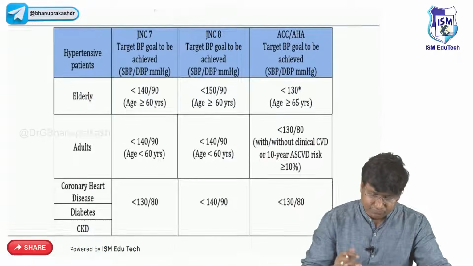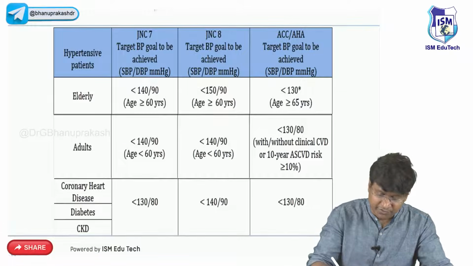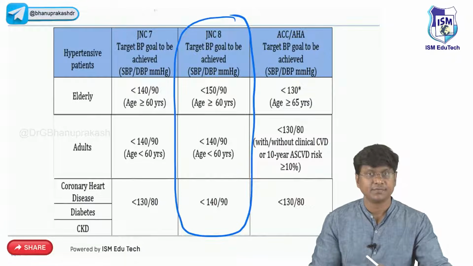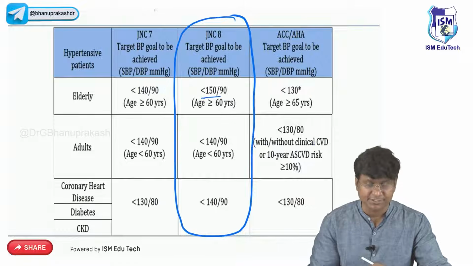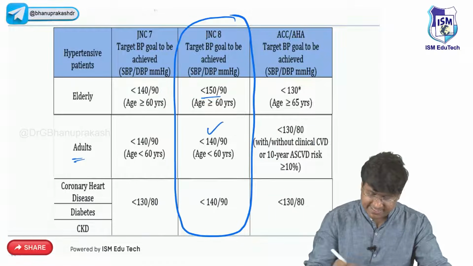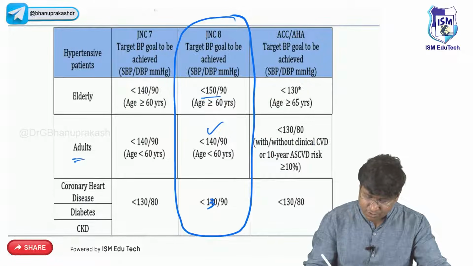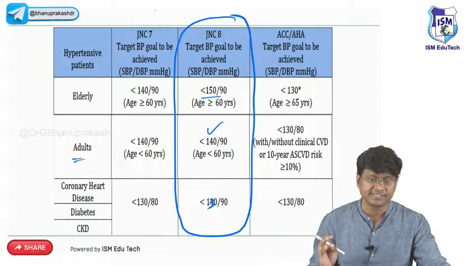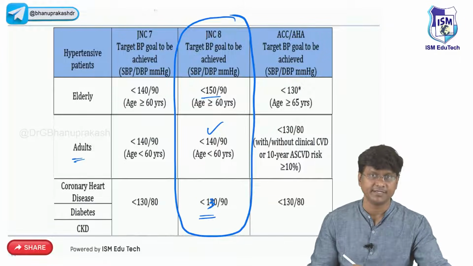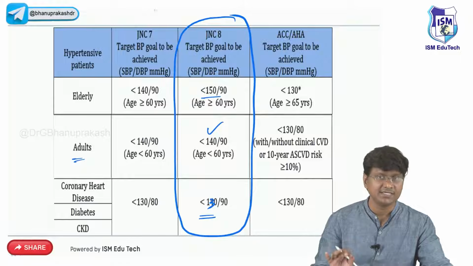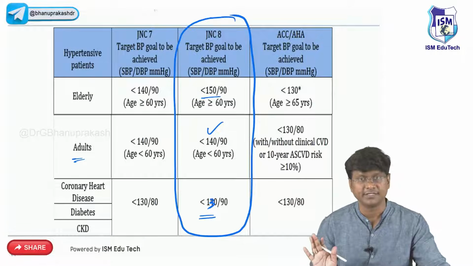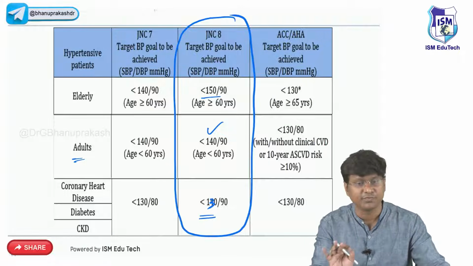Then what is the classification which we are following now? The one we are following now is the JNC 8. So in elderly individuals, when will you call hypertension? It should be more than 150 by 90. In adults, it is more than 140 by 90. And in individuals who have risk factors like coronary artery disease, diabetes, CKD, the blood pressure that you need to maintain is less than 130 by 90. Elderly, less than 150. Adults, less than 140. Individuals with risk factors, less than 130. Right? So JNC 8 is what we are following now.